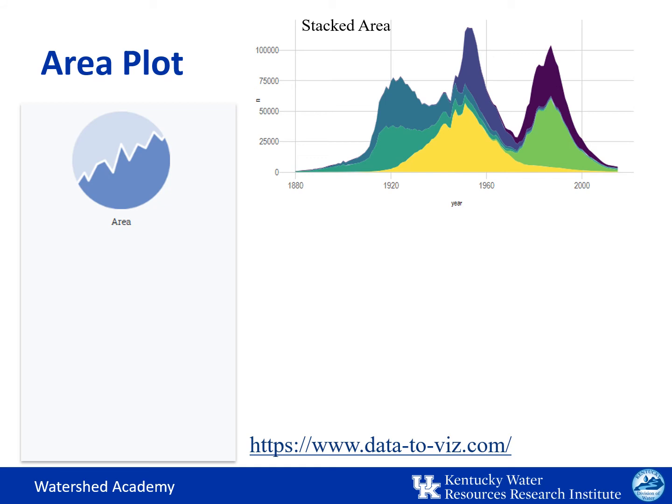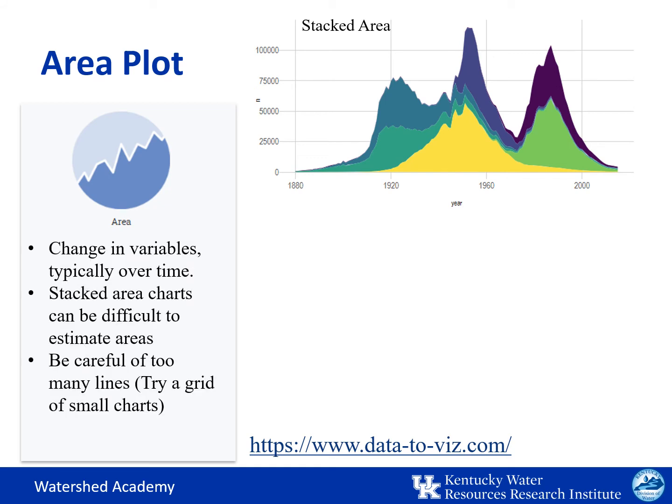The next graphic we want to look at is an area plot. An area plot is great for looking at changes in variables, typically over time. But be careful with stacked area charts. These are useful for showing a lot of data, but they can be difficult to estimate some areas if you have a lot of changes in a given data set.